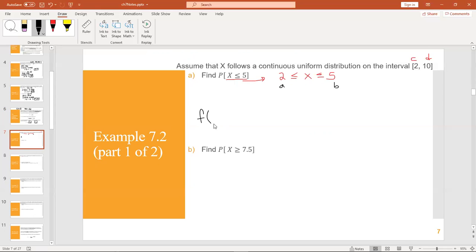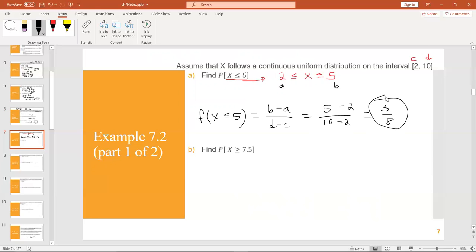So for this probability here, for x less than or equal to 5, we're going to do B minus A over D minus C. So B minus A is 5 minus 2. D minus C is 10 minus 2. It can happen sometimes where B is the same as D or A is the same as C. That can happen sometimes. 5 minus 2 is 3. 10 minus 2 is 8. So then 3 out of 8, or what is that, 0.375, that would be the probability that that would happen.